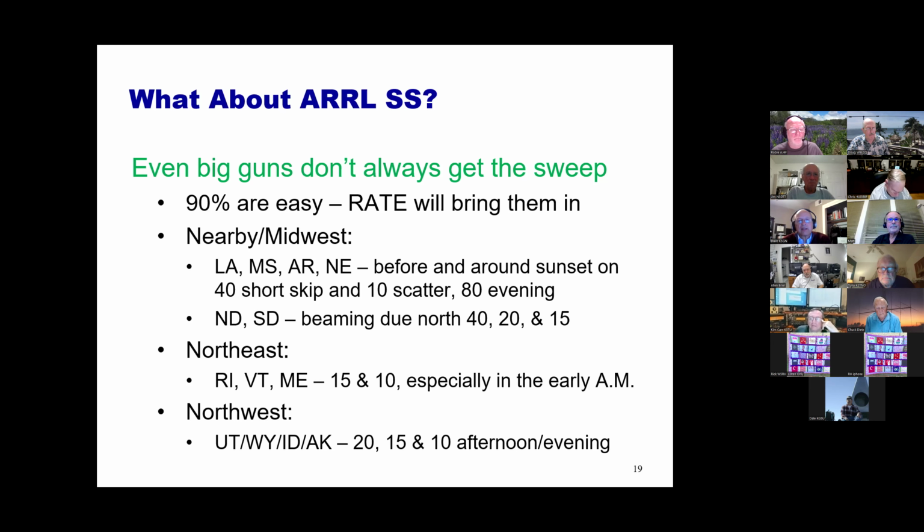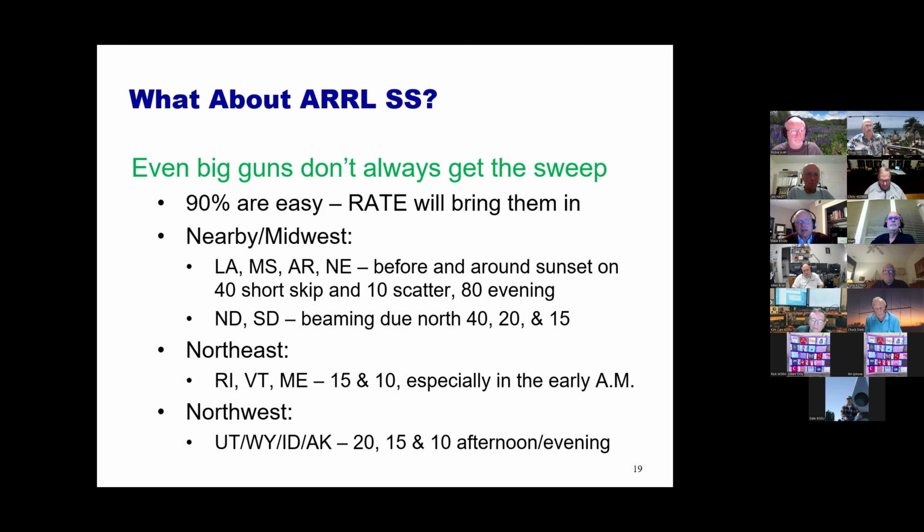So you can find them around sunset on 40 meters when you have short skip before the band goes long. And on 10 meters, you can find them on scatter right around sunset as well. That's the time when you can work them, and they sound like locals. And of course, 80 meters all evening. North Dakota, South Dakota, they can be hard to get, but if you beam due north on 20, that's where you'll find them.